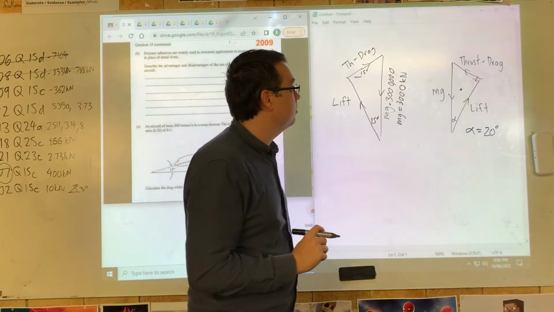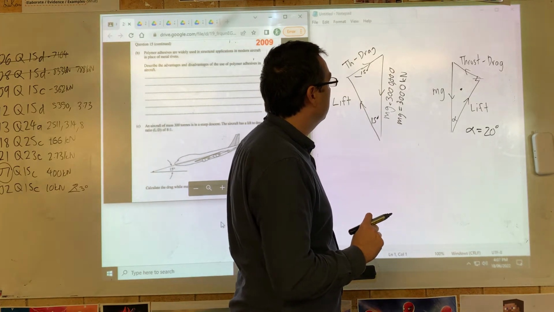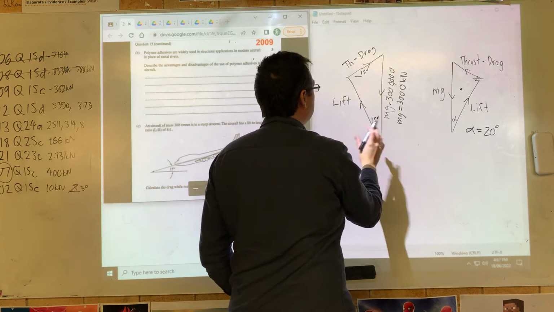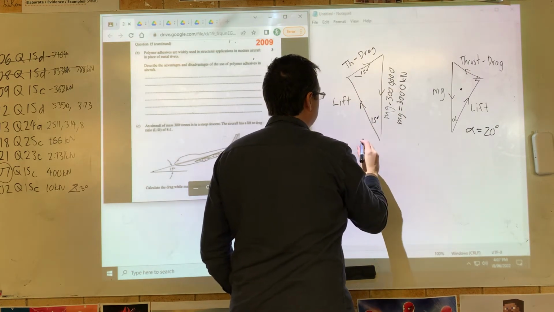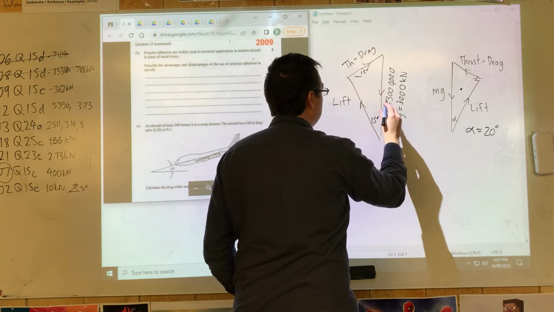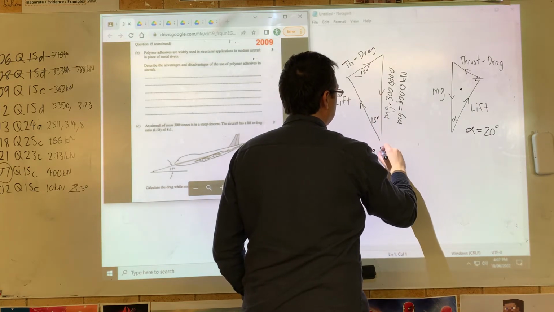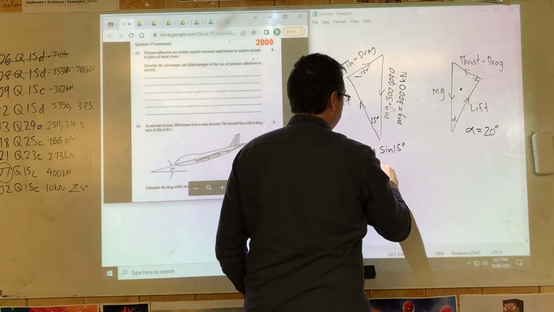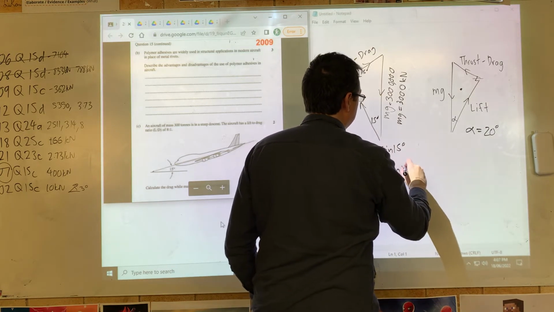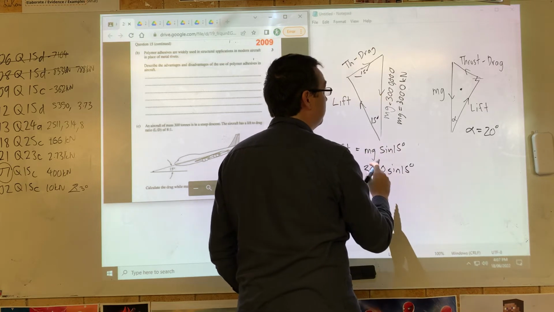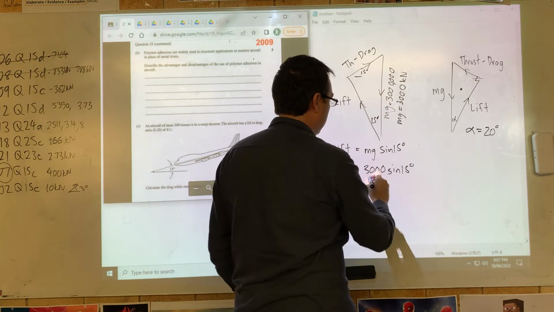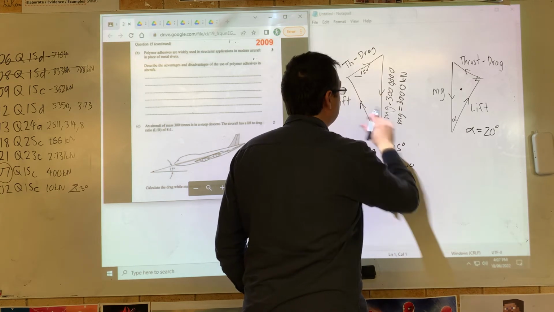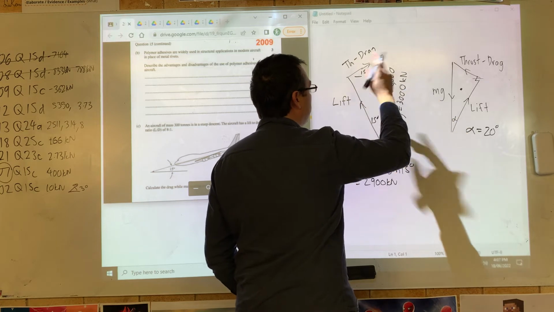Okay, so first of all, 3,000 kilonewtons, and what we're going to do now, we're going to find lift. So lift equals mg sine 15, which is 3,000 sine 15, which is what? 2,900. Okay. And that seems reasonable. It's not bigger than the hypotenuse, but it's close.